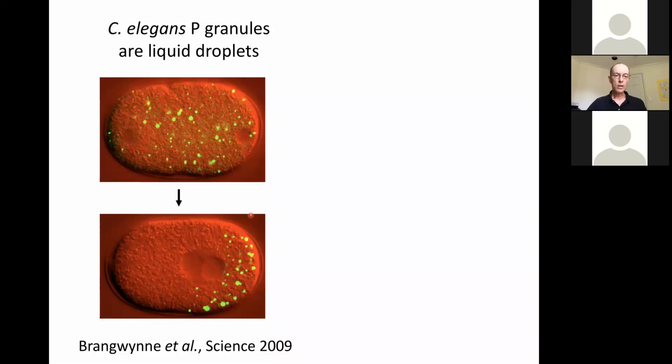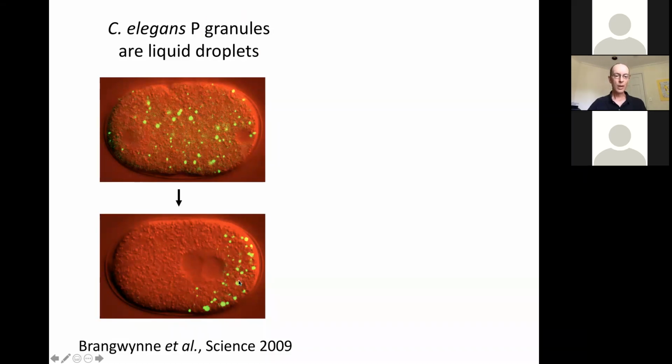Now, these droplets have been known for a long time, and they were given the name of P granules. When you think about what is a granule, the answer is that a granule isn't really a science word. It means you don't really know what it is. It's not like the phases of matter are solid, liquid, and granule. So it was kind of a mystery. What were these objects?